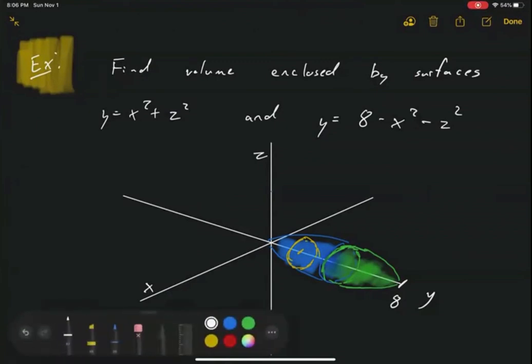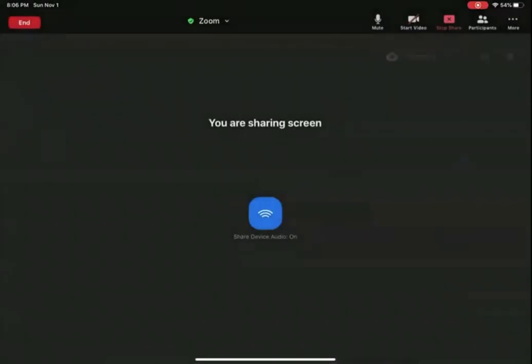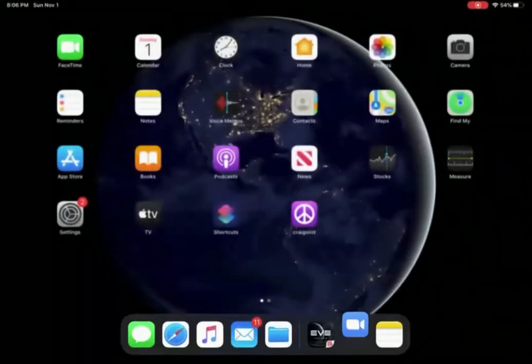We want to find, let me make sure my screen sharing's on and I'm recording. Okay. Yes, okay, all set.